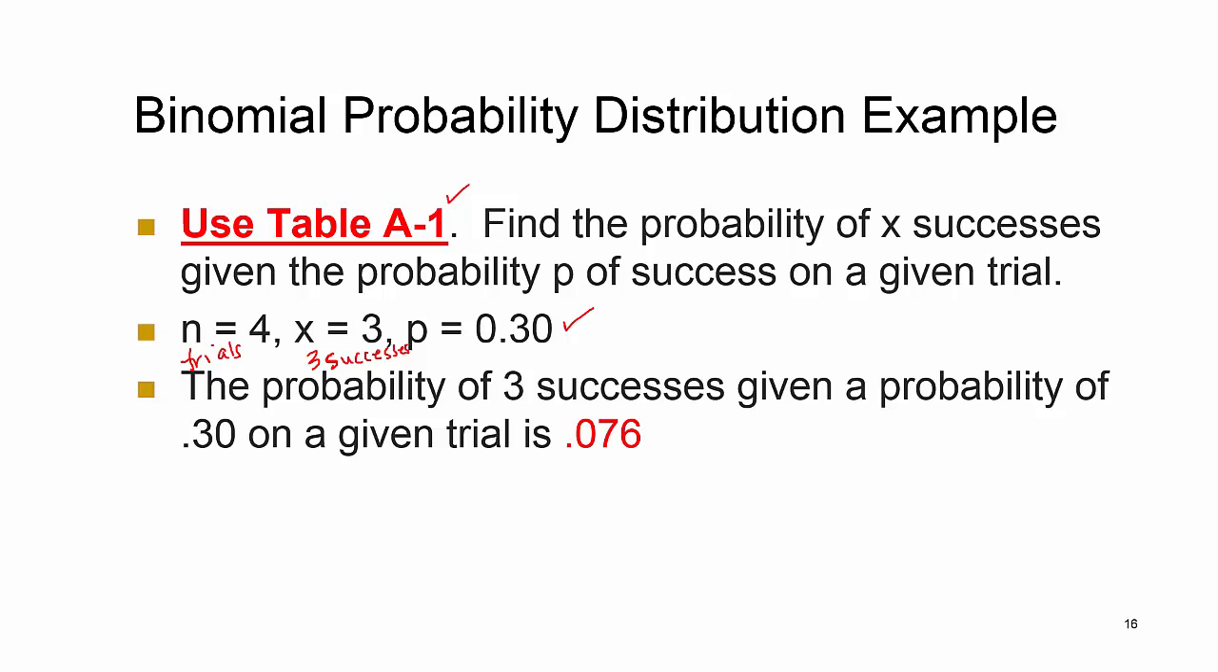So looking it up in the table, when n is 4, x would be 0, 1, 2, 3. It always counts up to the top, so you go to x is 3, and then you go under P is 0.30, and then you'll find your answer, 0.076.